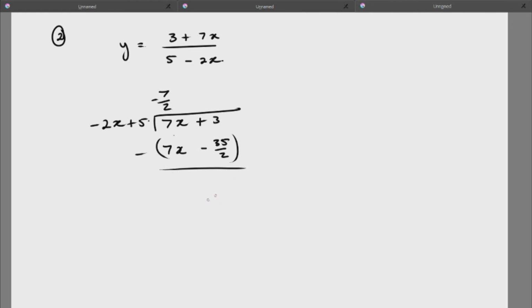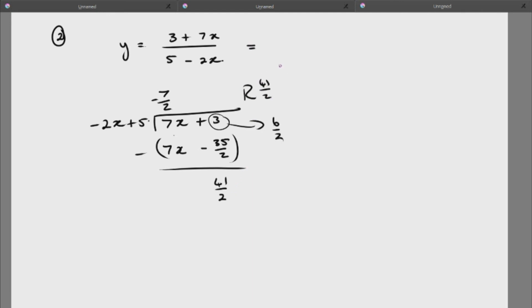I'm supposed to get something that is less in terms of the degree of the polynomial. 3, two negatives, plus 35 over 2. Well, 3 itself is 6 over 2. So 6 plus 35 over 2 is 41 over 2. Doesn't have to be pretty. And then that's my remainder.